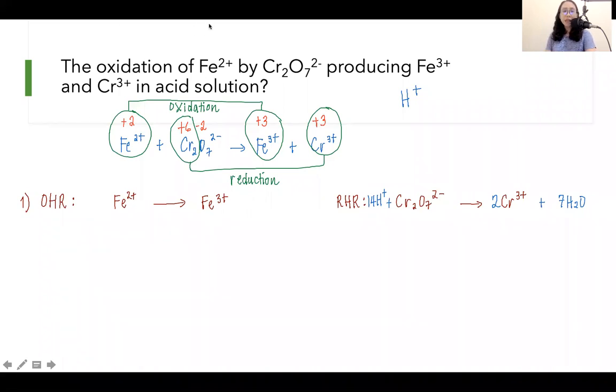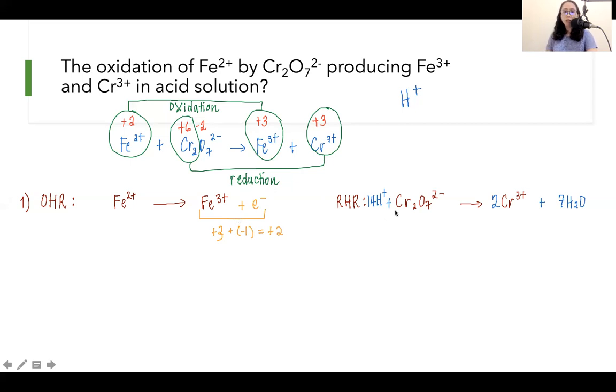Now we go to step 3. In step 3, we balance the charges, and this is where we will see electrons. We will use electrons to balance the charges in both half reactions. Let's start again from the oxidation half reaction. The total charge on the reactant side is positive 2, while the total charge on the product side is positive 3. To make the charges equal on both sides, we need to add 1 electron on the product side. This makes the net charge of the product side equal to positive 2, hence the charges are balanced.